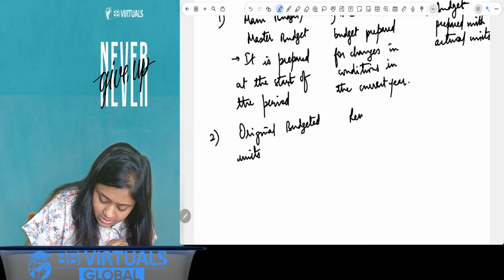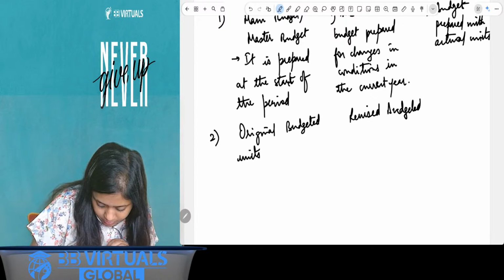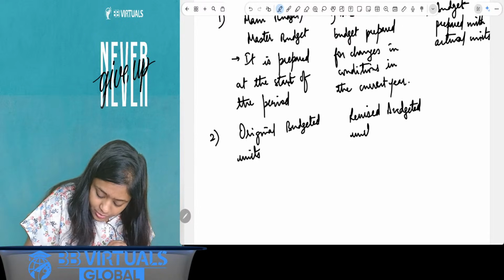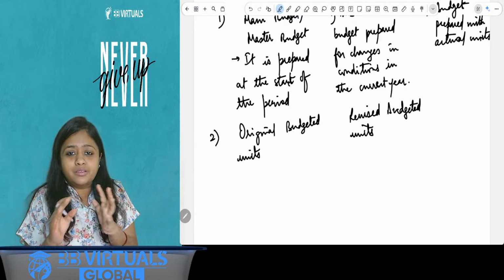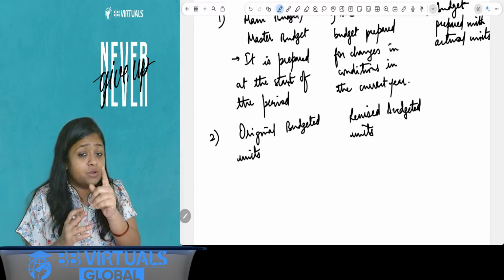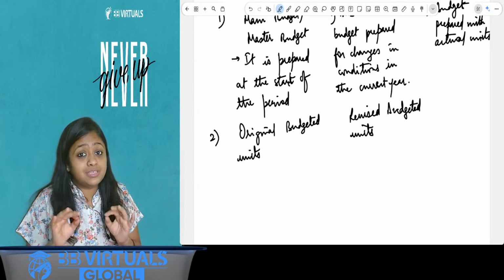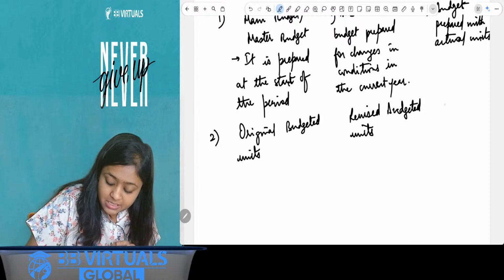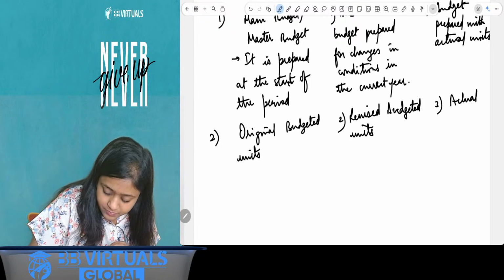Here we will be using revised budgeted units. From your exam point of view, it is very important. You will always find questions wherein you have the budgeted level differences. I know it's more of an MA topic, but in PM also you find questions in your MCQs as well. And here we use actual units.